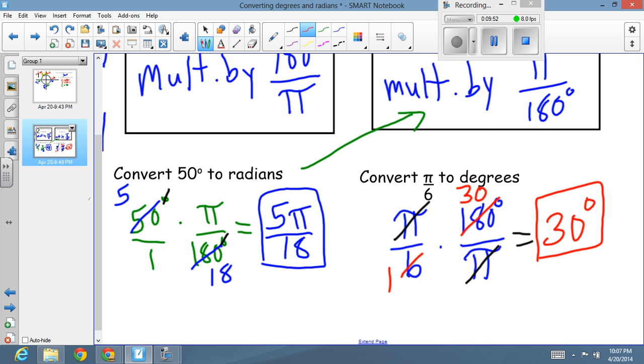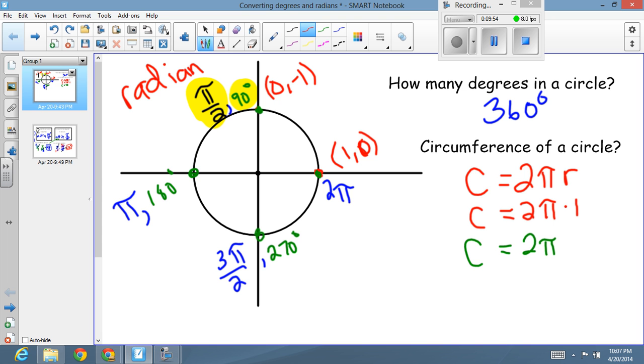So if you go back here once again, 30 degrees is right about here. Pi over 6, 1/6 of pi. There you go. And that is how to convert from degrees to radians and radians to degrees.